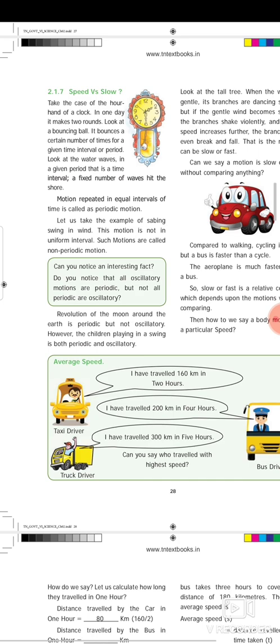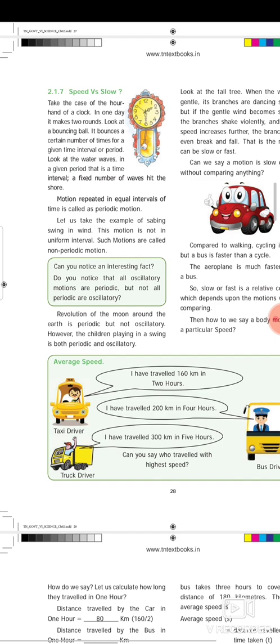So, see the hour hand in your clock. In one day it makes 2 rounds. Look at the bouncing ball. It bounces a certain number of times for a given time interval or period. So also the water waves, we can see any motion. So we are calculating the period or the number of occurrences with respect to time.